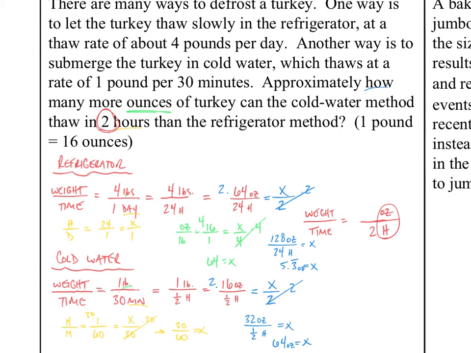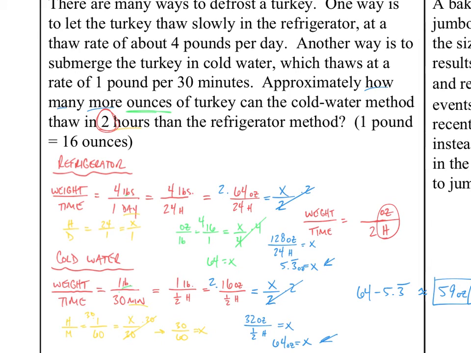Now, if I want to know how many more this one here gives me versus how many that gives me, I'll just subtract the two. And 64 minus 5.3 repeating ends up giving me approximately, because we want to the nearest whole ounce, which it doesn't say here, but it does say in the Desmos activity, approximately 59 ounces more.